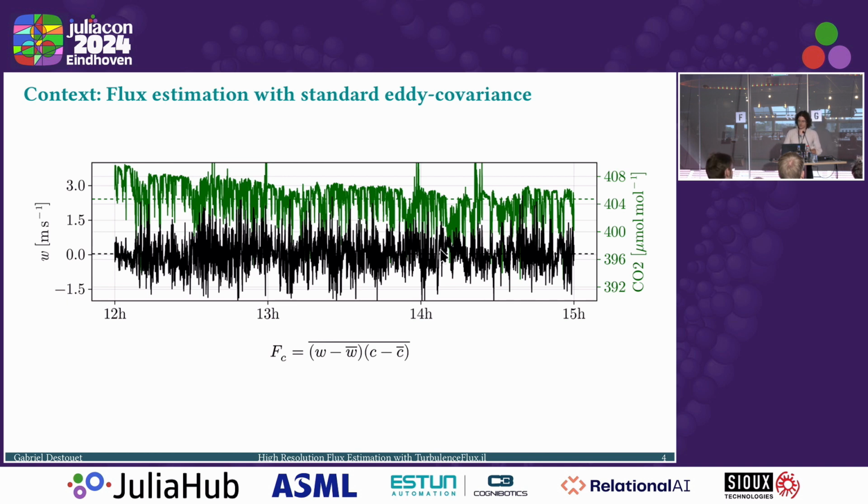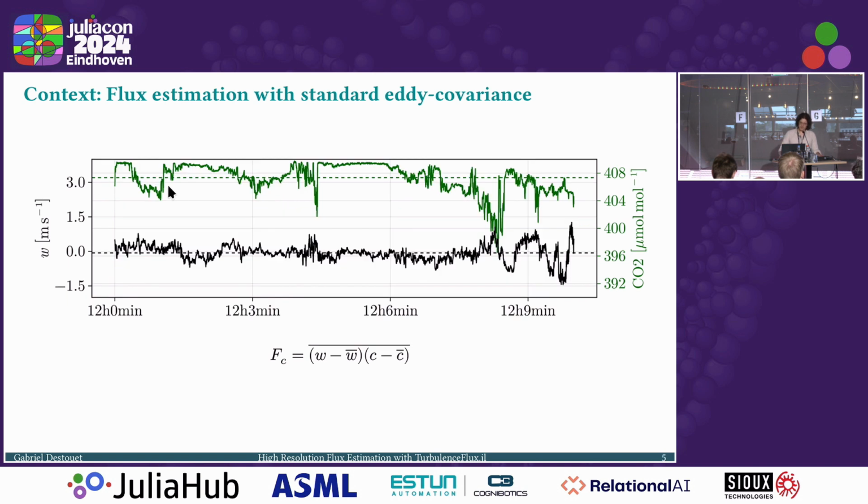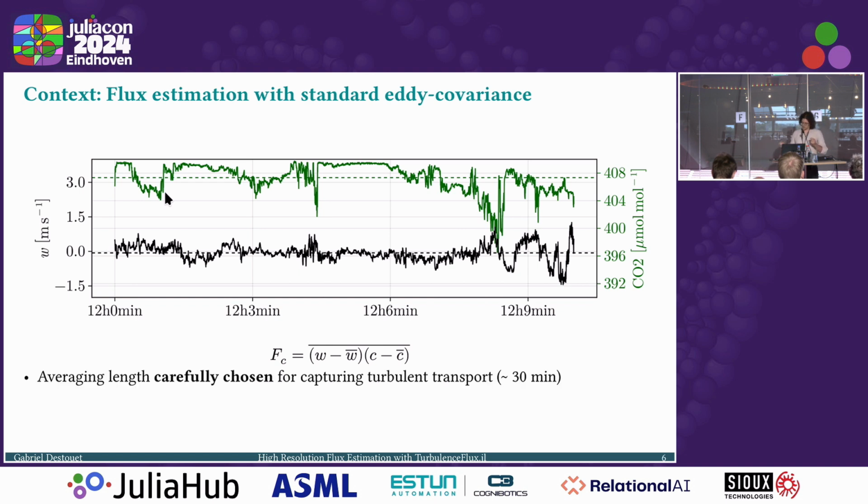Here you can see on the gas concentration that we have some structure in the signal. We have a low frequency trend that is probably corrupting the signal, and we also have some middle length scales. And if I zoom even more, I can see other structures of different size. The tricky thing is that with this standard approach, we have to carefully choose the averaging length in order to only capture the turbulent transport.